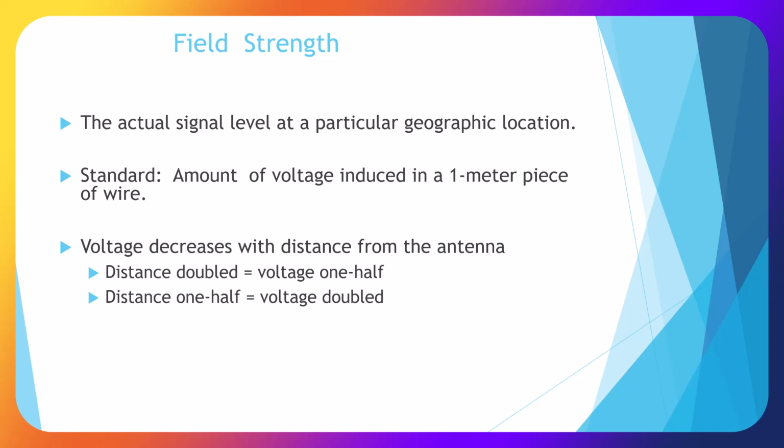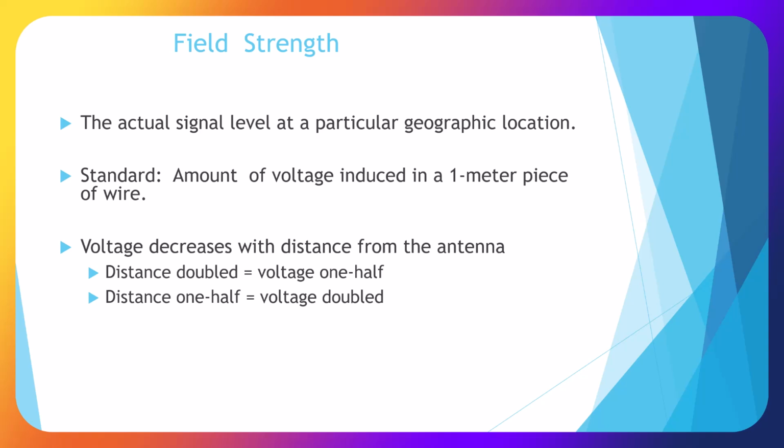The field strength of an antenna is the actual signal level at a particular geographic location. And the standard is the amount of voltage induced in a 1 meter piece of wire. Voltage decreases with the distance from the antenna, so if the distance is doubled, the voltage is halved, and if the distance is halved, then the voltage is doubled.